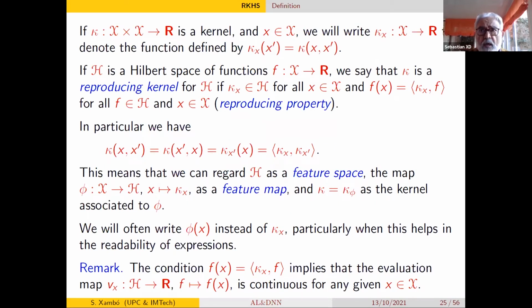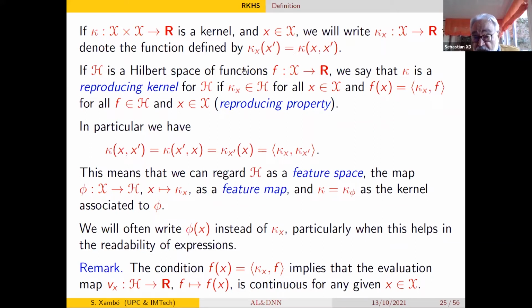Definition. If kappa is a kernel on X, so a function from X cross X to R, and x is an element of the space X, we will write kappa sub x from X to R. I already hinted at this function at the beginning, to denote the function defined with this formula: kappa sub x of x prime is kappa of x, x prime. Okay.